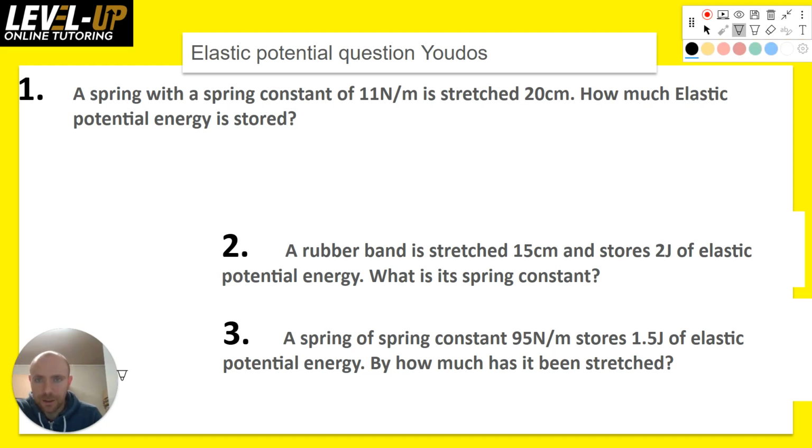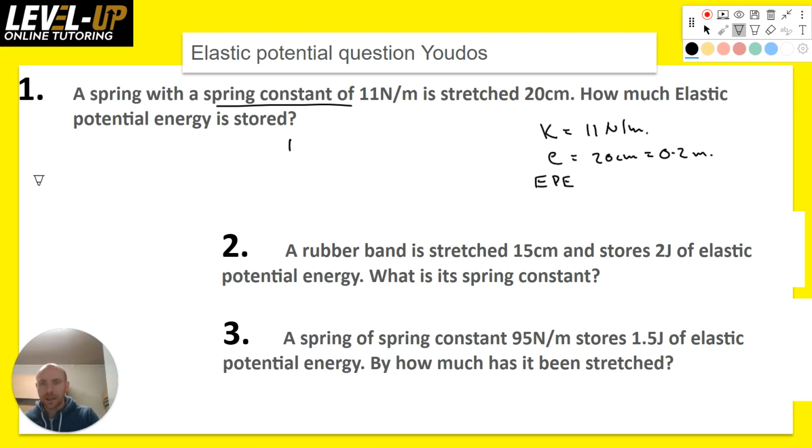So as always, hopefully you know the drill now. We're going to write down the information we have. We know that the spring constant is 11 newtons per meter. So k, our spring constant, is 11 newtons per meter. We know that the extension, e, is 20 centimeters. We want to know the elastic potential energy. Need to have checked that extension. Since it's in centimeters, I need it in meters.